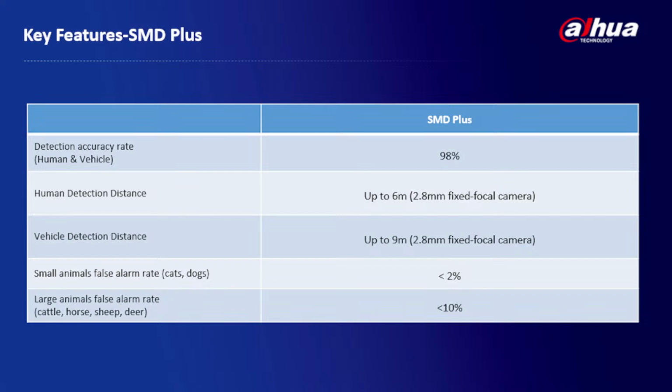Then if we go with the varifocal lens, which is 2.7 to 13.5 mm, if we go with 13.5 mm, the detection distance will increase, maybe to 25 meters. Then for vehicles, the vehicle size is definitely bigger than a human, so the distance will be more. Then for small animals, the false alarm rate for cats and dogs is less than 2%, which is very, very good actually. And the large animal false alarm rate is 10%, which is also good.